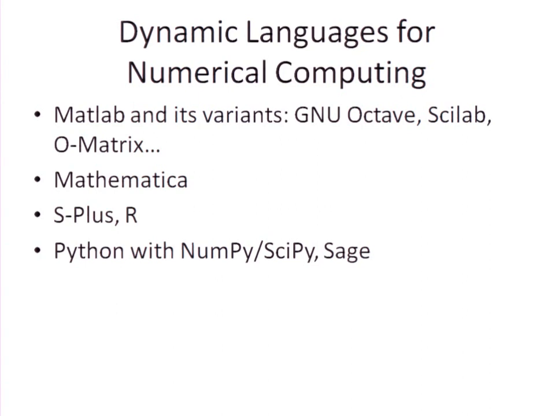Okay, back to dynamic languages. When you look at the numerical computing marketplace, or the kind of products that are available, pretty much every language that is used for technical computing is dynamic. There's MATLAB and its variants, there's Mathematica, there's R for statistics, and also Python with NumPy. Sage is a system built on Python and NumPy that is pretty extensive, and that's also supported by Microsoft Research.